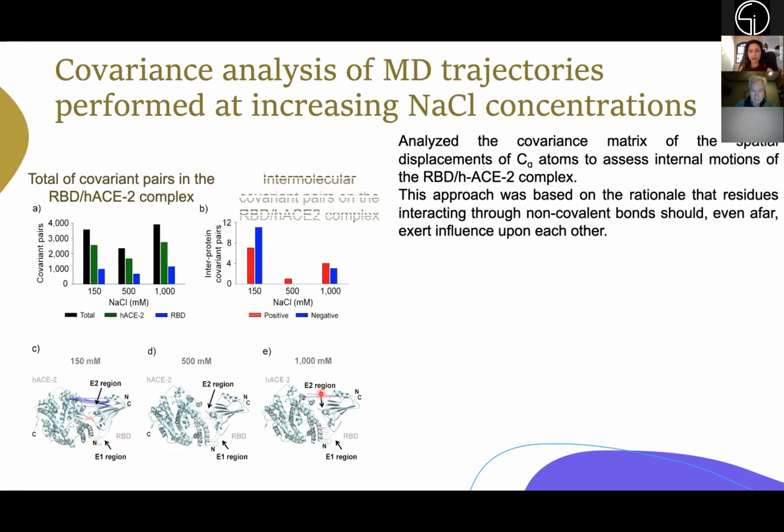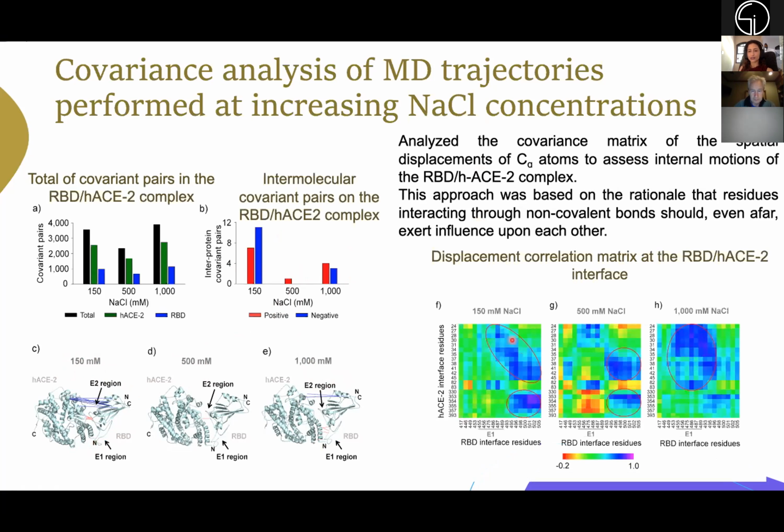And they look a little bit different, as you can see here in this displacement correlation matrix between the RBD and the human ACE2 interface. Here is the E1 region. You don't have a lot of interaction with human ACE2 in 150 millimolar salt, that appears when you go to 1000 millimolar. You have a lot of interactions, showing that while you increase the salt concentration, the interface is almost the same, but the contacts in the interface are a little bit different.